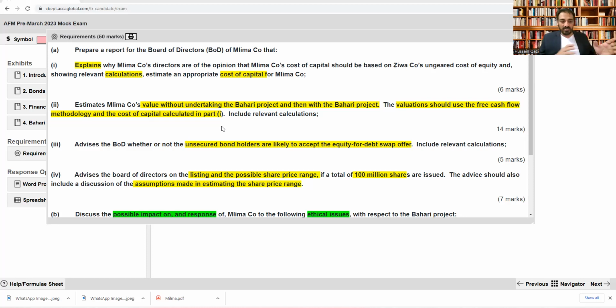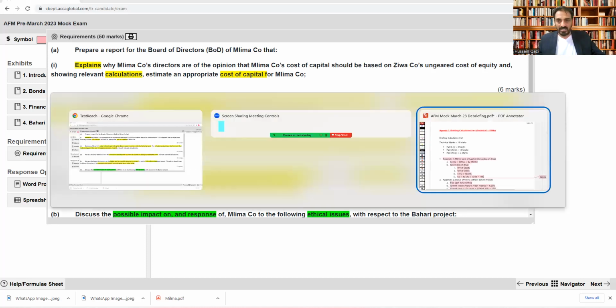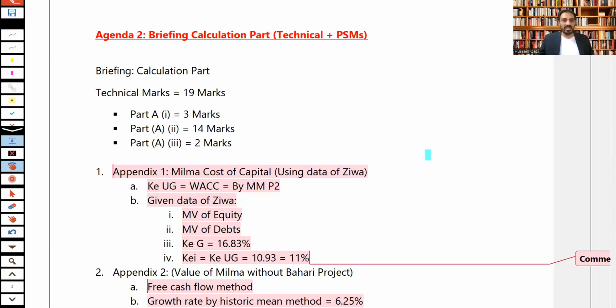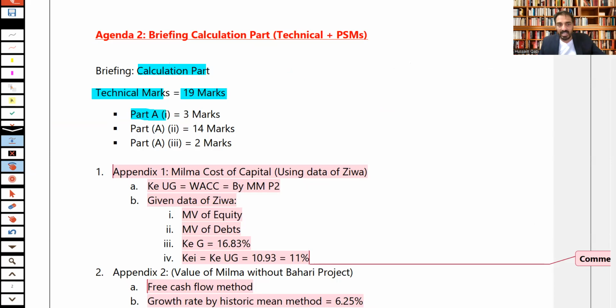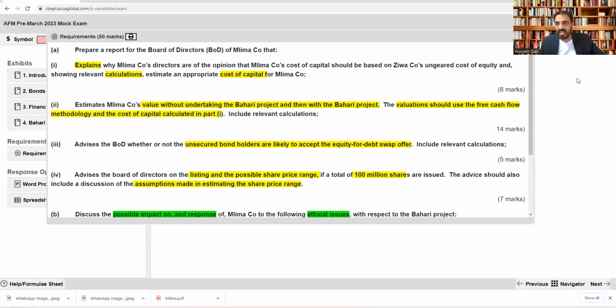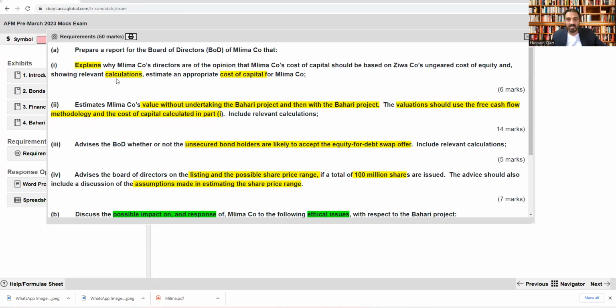If we are moving toward the calculation part, number one, the very important thing, we need to identify that in the calculation part, the examiner asks 3 things here. Number one, technical marks, total 19 related to the calculation. How? Number one, part A1, 3 marks related to calculation.